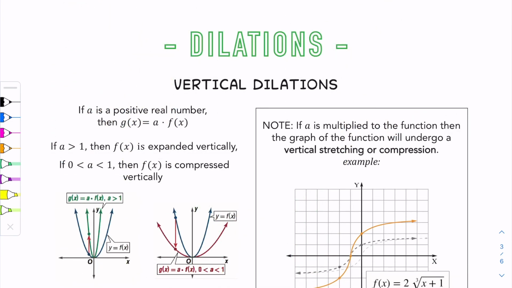In the next part of the notes, we're going to talk about dilations. We're going to specifically talk about vertical dilations. That means the graph will appear to stretch or shrink with respect to the y-axis. There are horizontal dilations. We will not be doing them in Algebra 2.